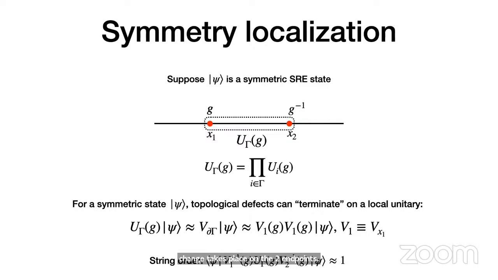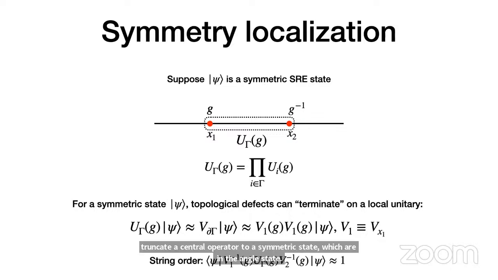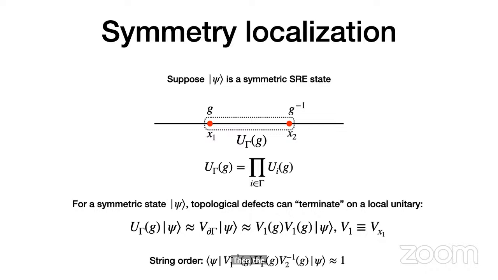And now, for a symmetric state, these defects can be healed by applying some local unitaries. So this is a statement that if you apply U of gamma, the truncated symmetry operator, to a symmetric short-range entangled state, then the effect is the same as applying some local unitary at the two endpoints. I think there's a typo here. This is V1 and V2, the two endpoints, 1 and 2. Because the boundary of this region is just 2 points, I can write it as V1 times V2.